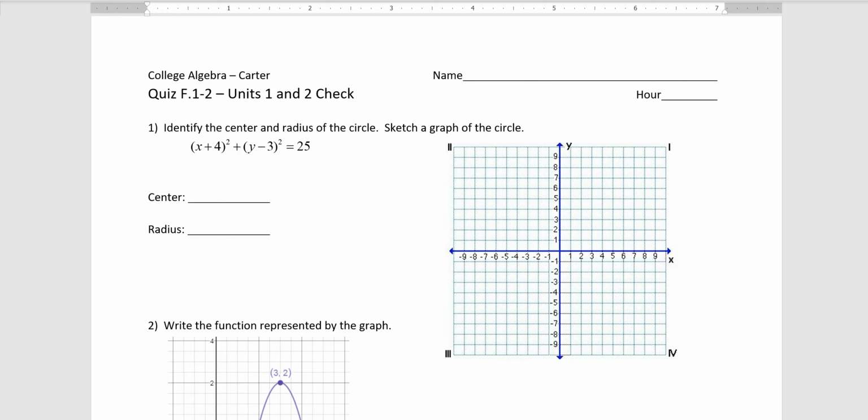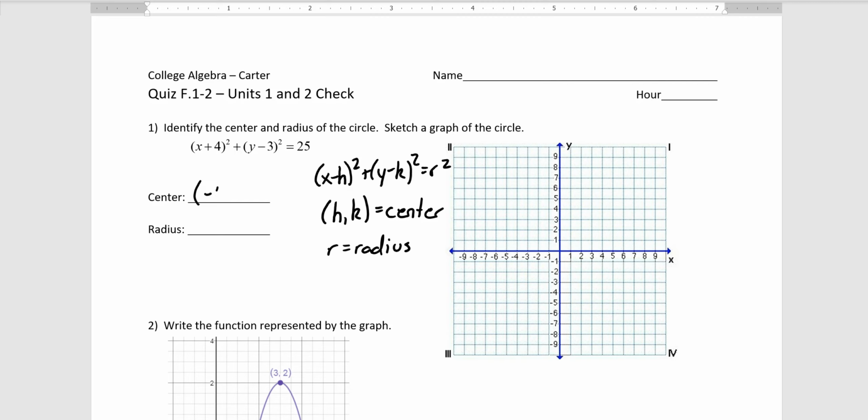So we need to remember that our circle is the equation x minus h squared plus y minus k squared equals r squared, and that's where h, k is the center and r is the radius. So with that being said, we can look here. So our h value would be -4. Remember, it's the opposite since it's subtraction in here. And the k value would be 3. So our center is at the point -4, 3, which is right here. To find our radius, we just take the square root of 25, which is 5.